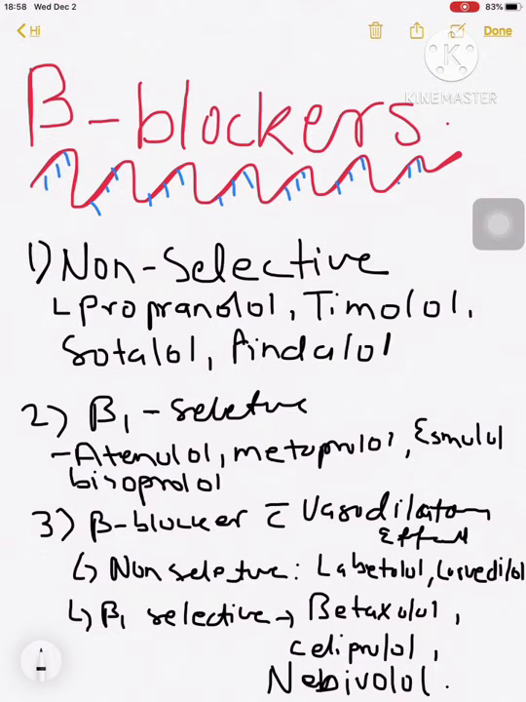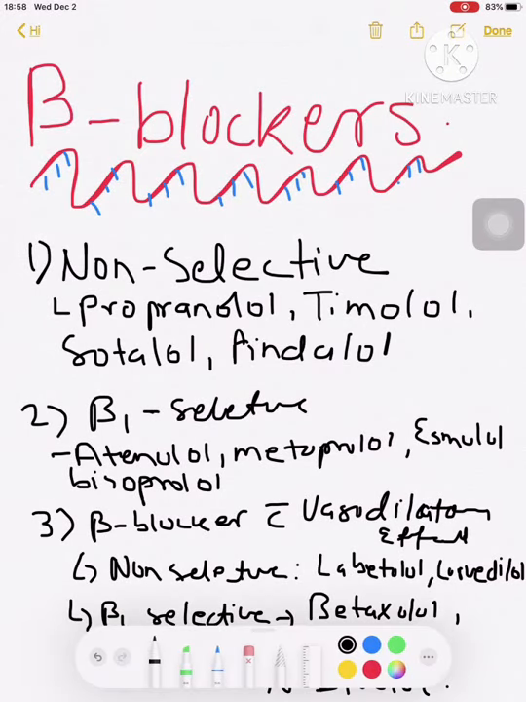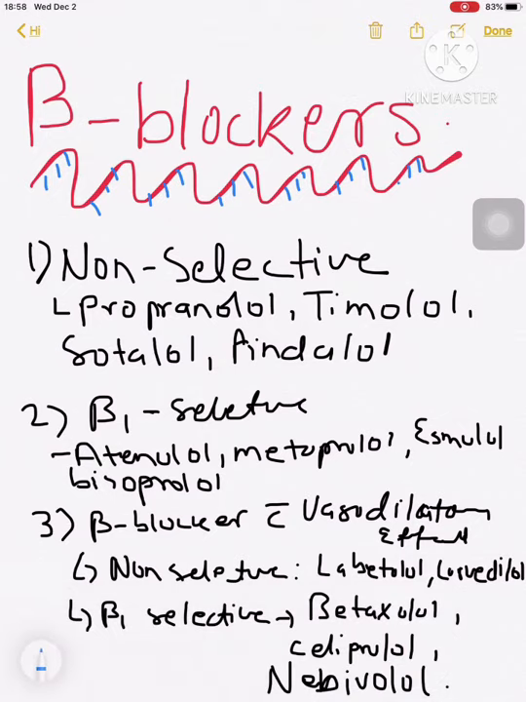Next we continue with the beta blockers. These are the drugs that block the actions of beta agonists and also block the action of the sympathetic system that is mediated via the beta receptors. Remember, this is a very high yield topic on the USMLE exams, and even in clinical practice these beta blockers are used day in and day out. So what are the types of beta blockers?